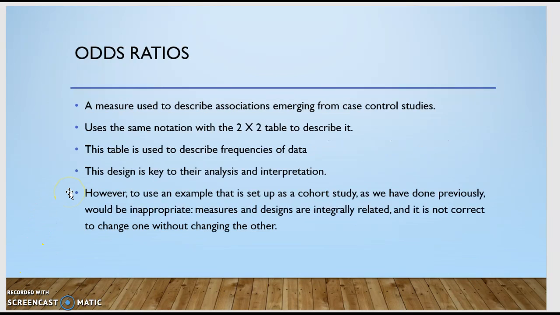Odds ratio is a measure used to describe associations emerging from case control studies. They use the same notation within the 2x2 table to describe it. This table is used to describe frequencies of data. This design is key to their analysis and interpretation. However, to use an example that is set up as a cohort study, as we have done previously, would be inappropriate. Measures and designs are integrally related, and it is not correct to change one without changing the other.